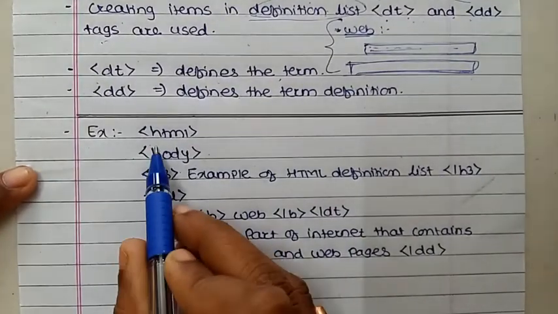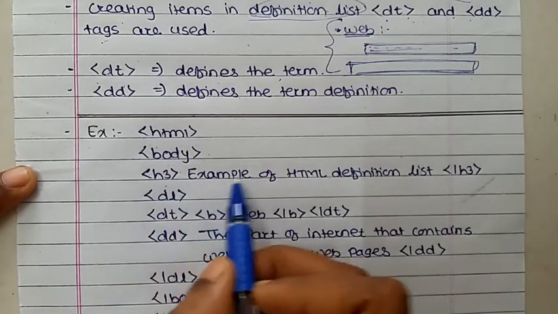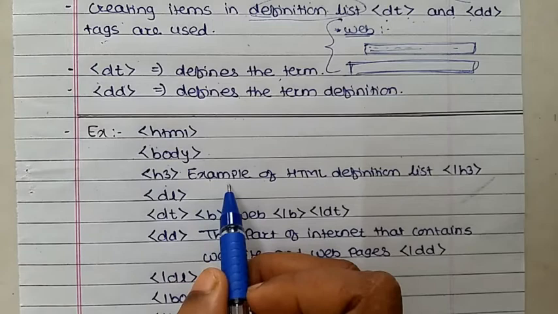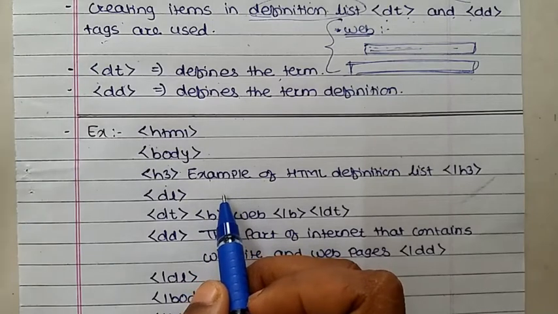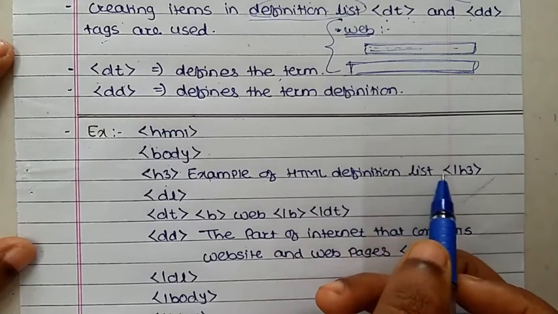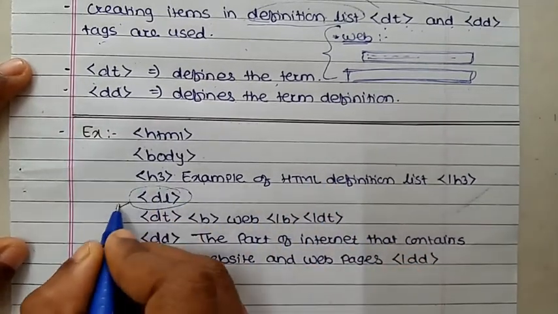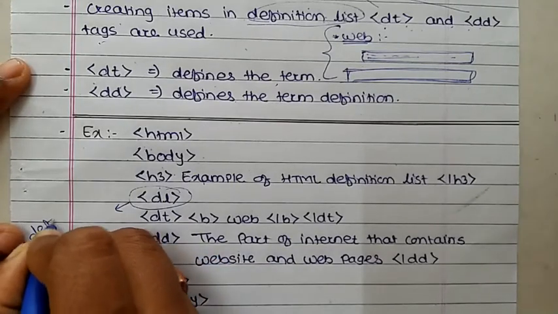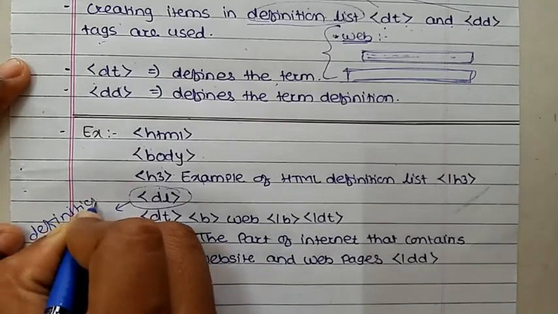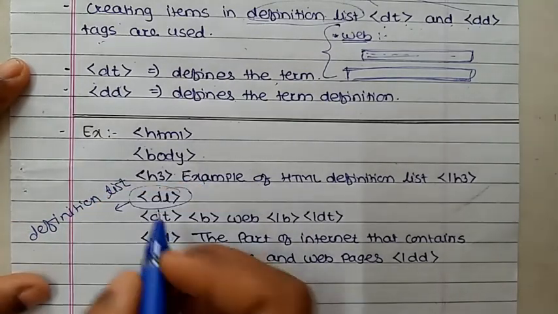HTML, then body tag open here, then H3. In the H3 tag we have to define one title, that is, one heading like example of HTML definition list. Then H3 close here. Then we have DL. DL for what? Definition list. And DT.